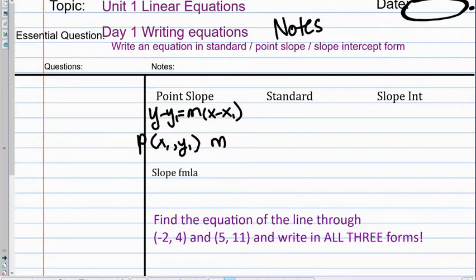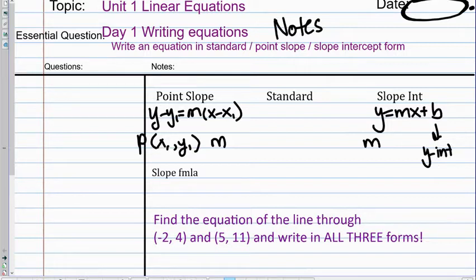All right, slope intercept form is the one that you guys all just love. It's your y equals mx plus b. It has your slope m, and b, this is your y-intercept. Okay, and this seems to be everybody's favorite version.